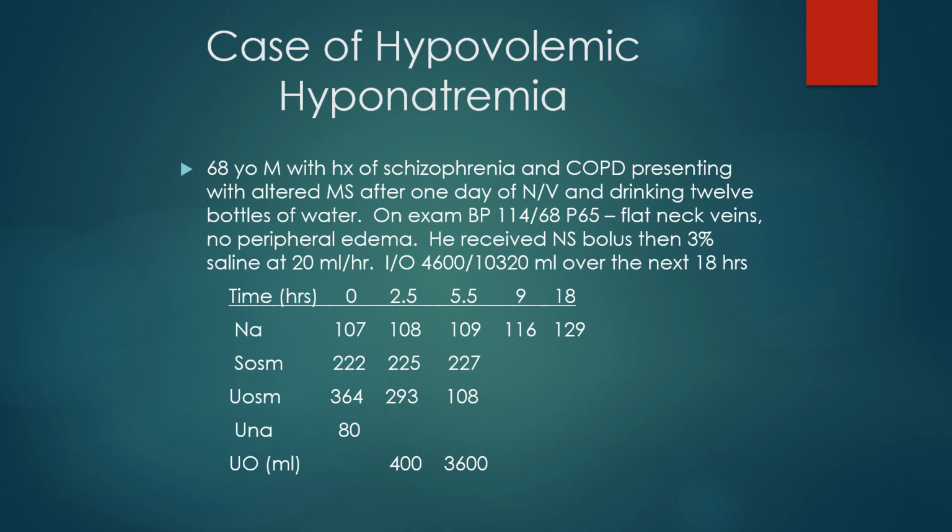At first, his serum sodium level rose slowly in the first 5 hours from 107 to 109. Then he suddenly corrected to 116 at 9 hours and then 129 at 18 hours. His urine osm suddenly fell from 364 to 108 over 5.5 hours, while his urine output picked up significantly to 3.6 liters. As you can see, once he was volume resuscitated, ADH secretion was shut off, leading to a sudden water diuresis and correction of the sodium level.